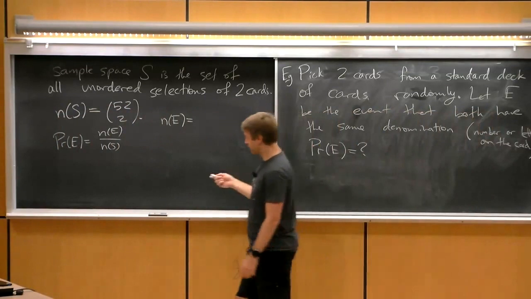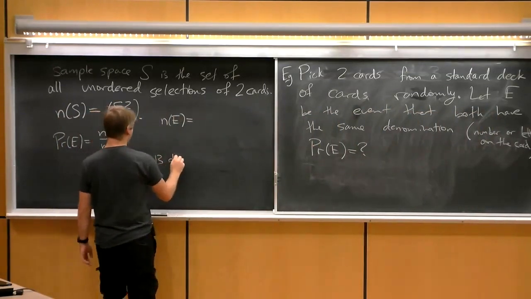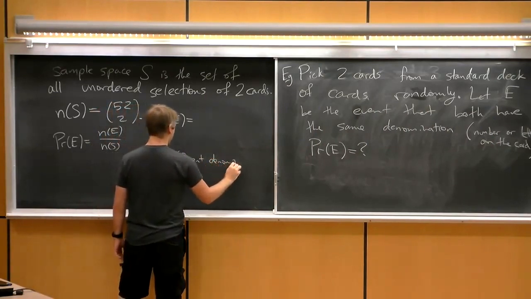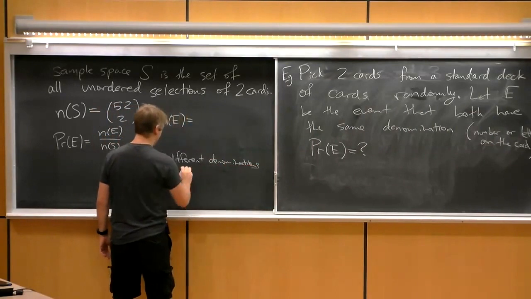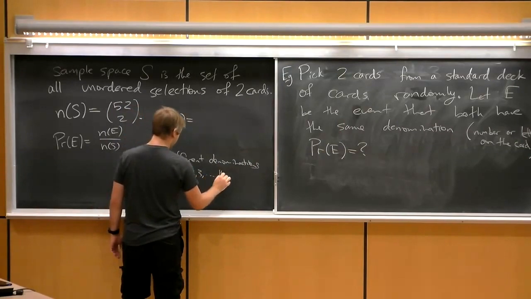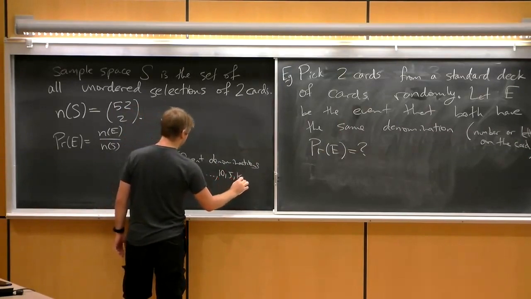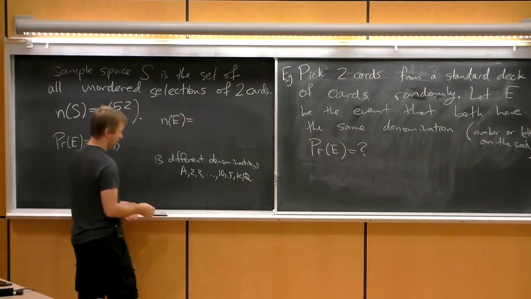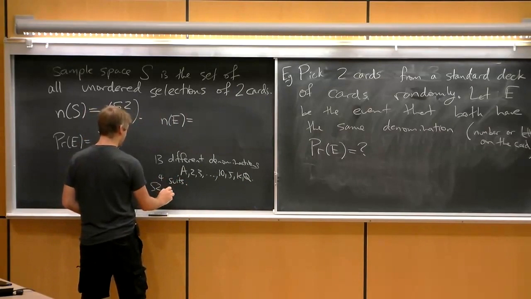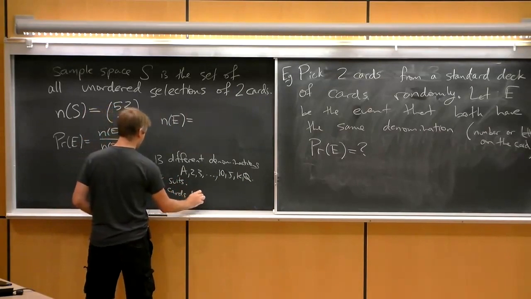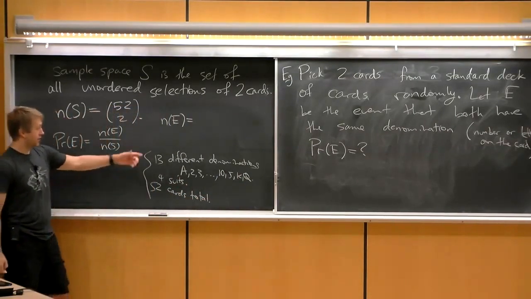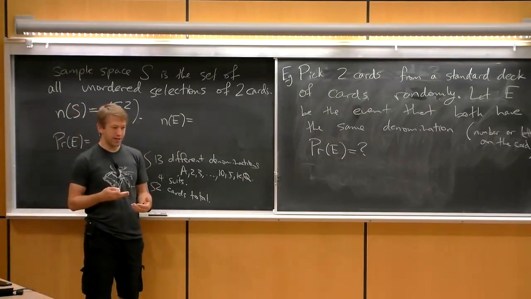One thing to remember, there's 13 different denominations. You've got ace, 2, 3, up to 10, and then jack, queen, king. And there's 4 suits, so 52 cards total. So how many ways can I pick 2 cards of the same denomination?